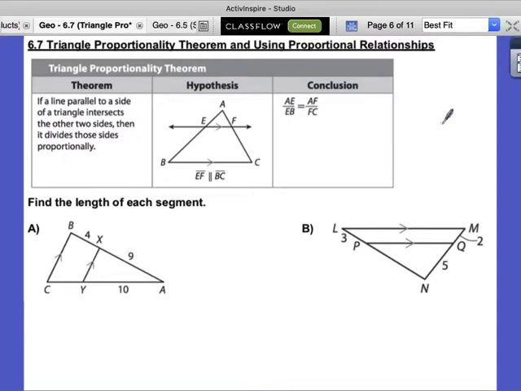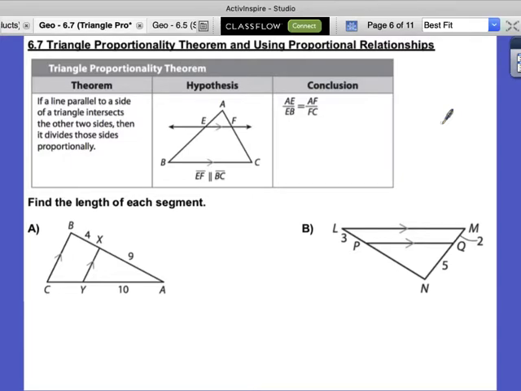Good stuff, okay? SWBA. Simone, what does SWBA stand for? Students will be able to. That T is silent. Use the triangle proportionality theorem and proportional relationships.